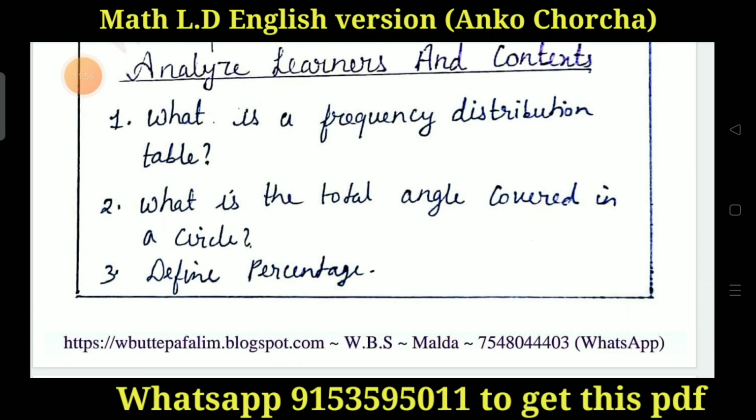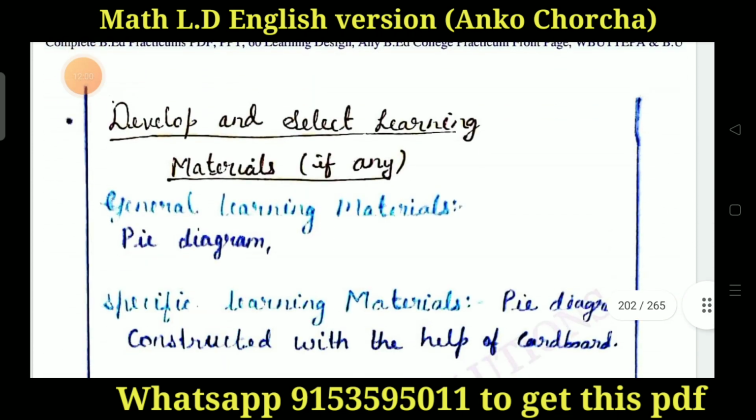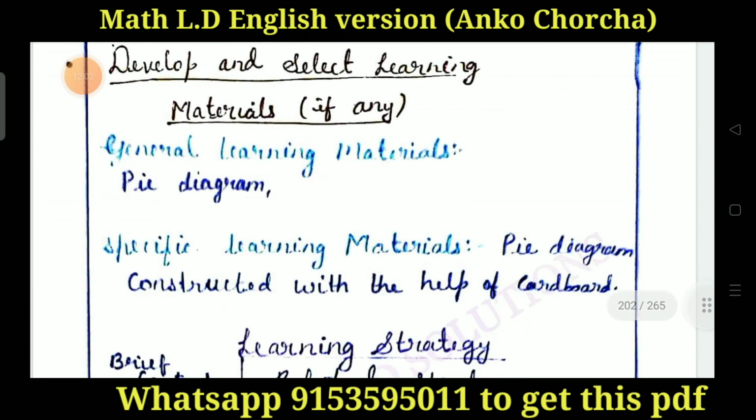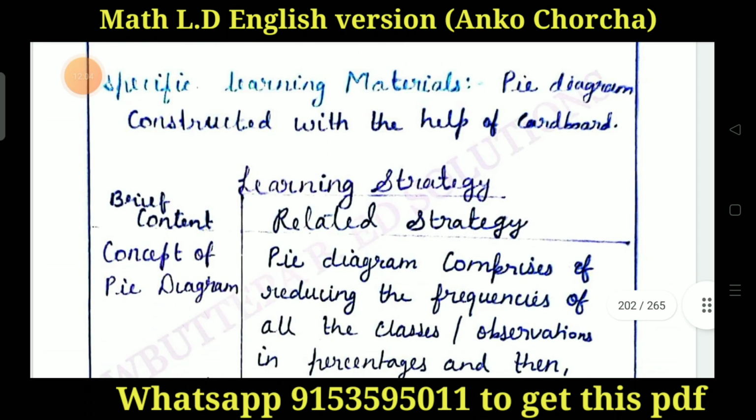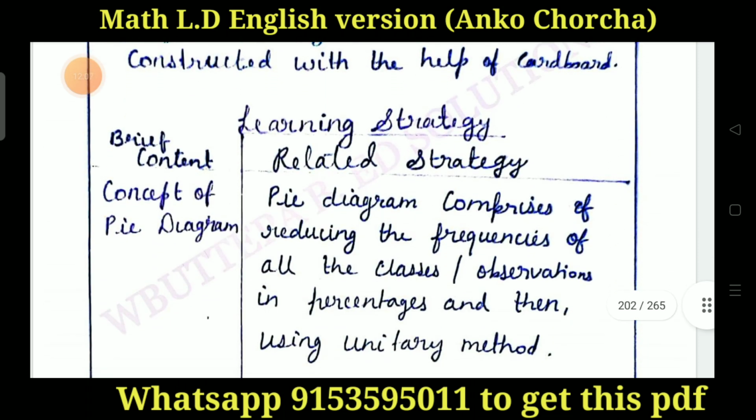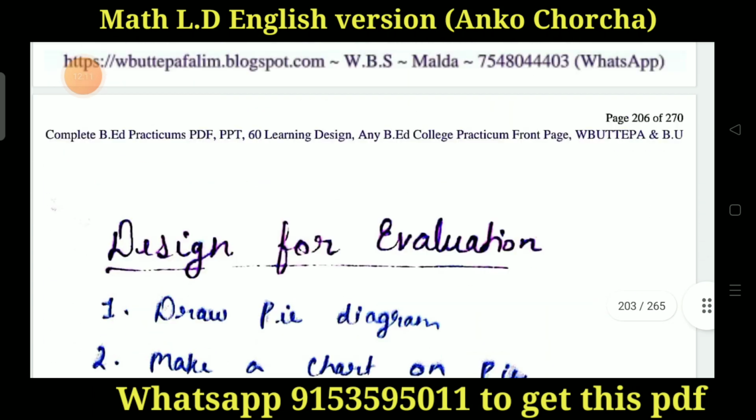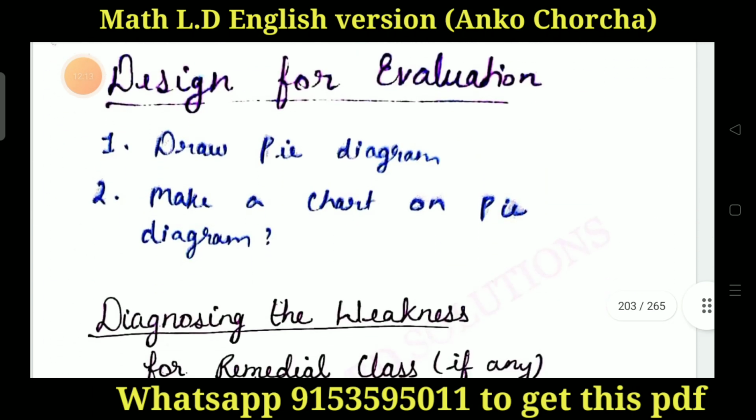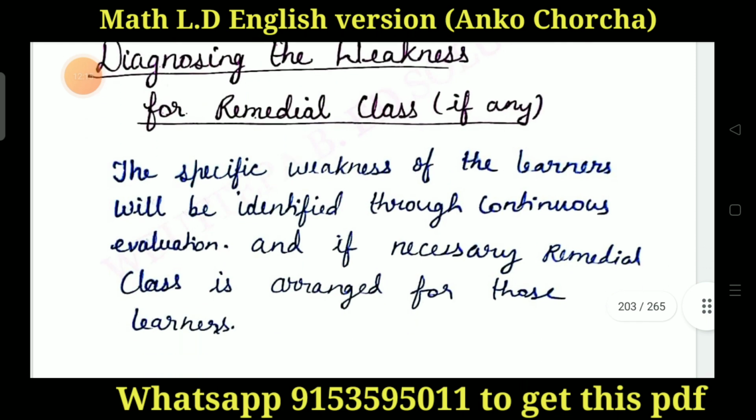Analyze learner and context. What is the frequency distribution table, and some other questions. Develop and select learning materials, general or specific. There are two types: learning strategies, a brief concept and related strategy, concept of pie diagram. Design for evaluation. There are some questions. Diagnosing the weakness of remedial classes, if any.